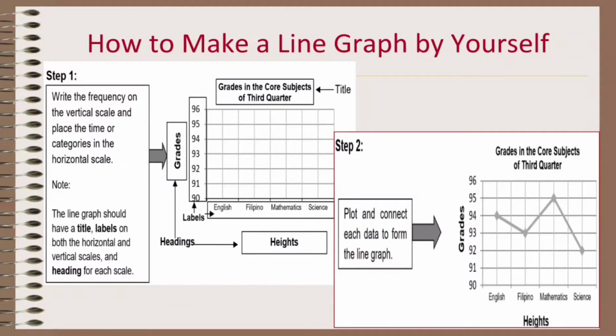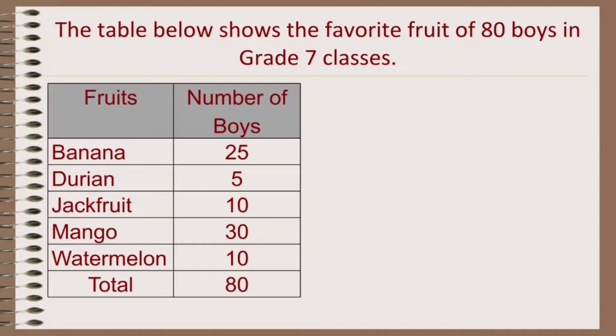Then plot it one by one. English 94, Filipino 93, Mathematics 95, then Science is 92. Then connect the points. Let's have here the table below that shows the favorite fruit of 80 boys in grade 7 classes. Draw the line graph showing the given data.